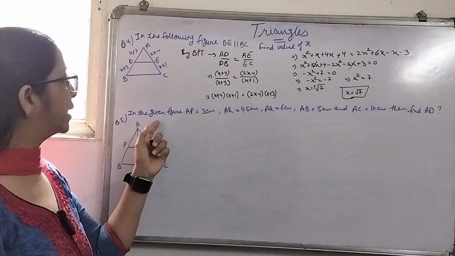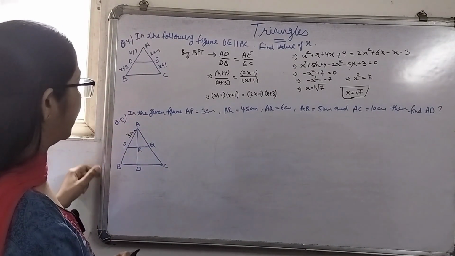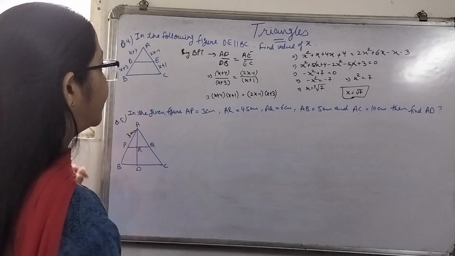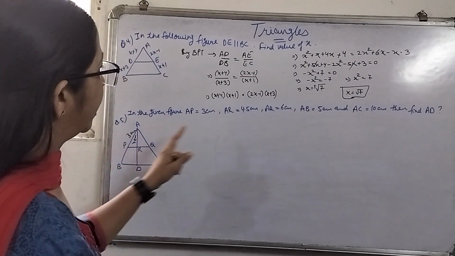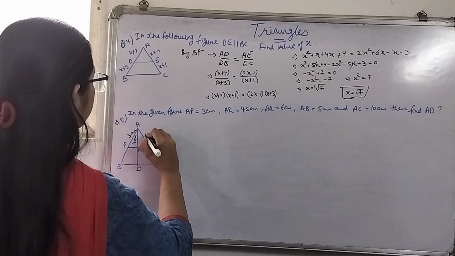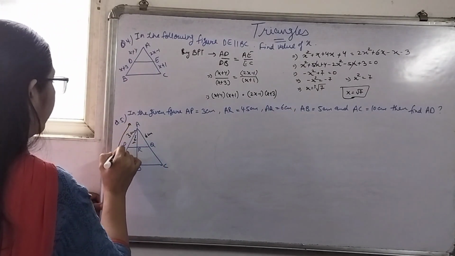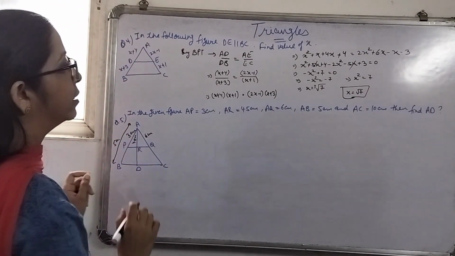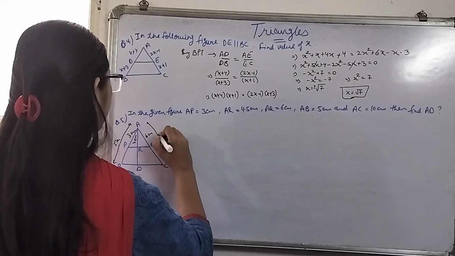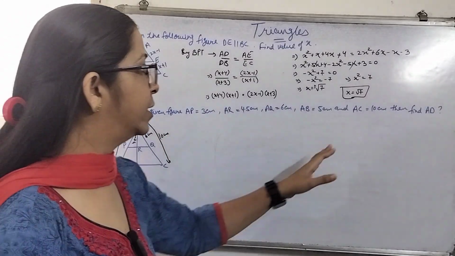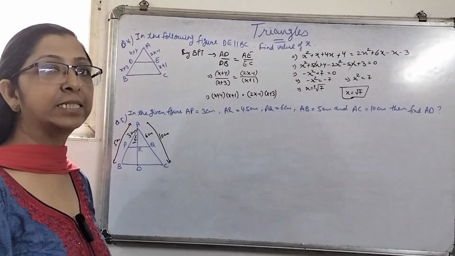The next question is, in the following figure, AP is 3 centimeter, this is given. AR is 4.5 centimeter. AQ is 6 centimeter. AB, this whole from here to here, is 5 centimeter. And AC from here to here is 10 centimeter, given to us. We have to find the value of AD, from here to here, we have to find its length.